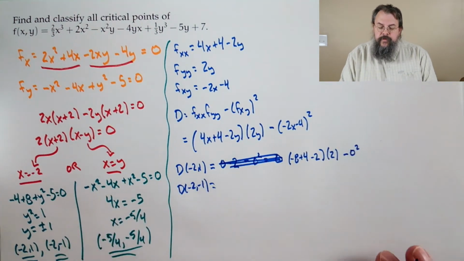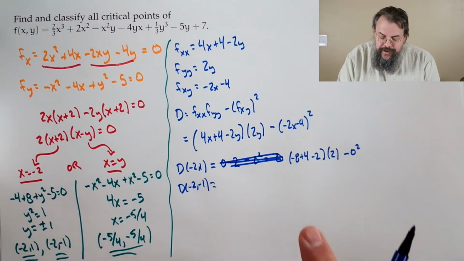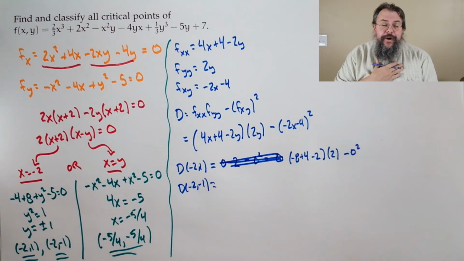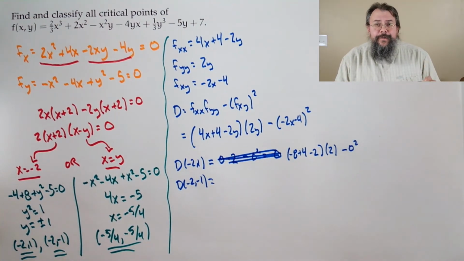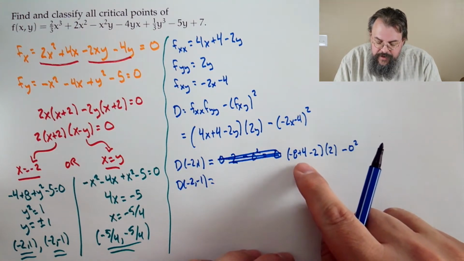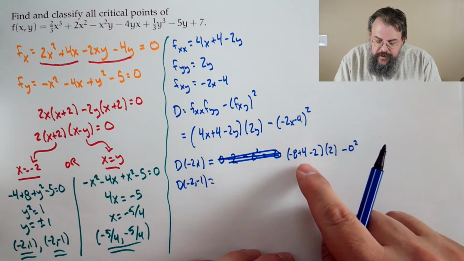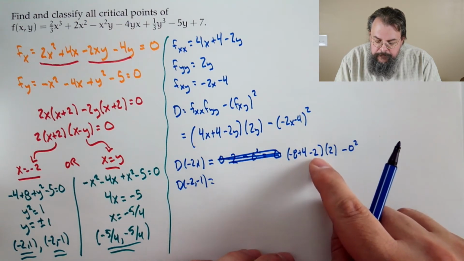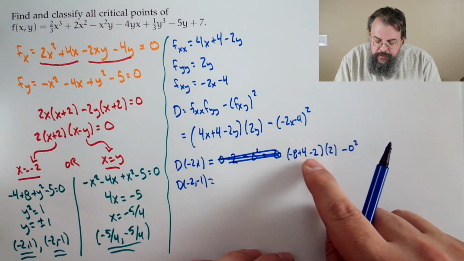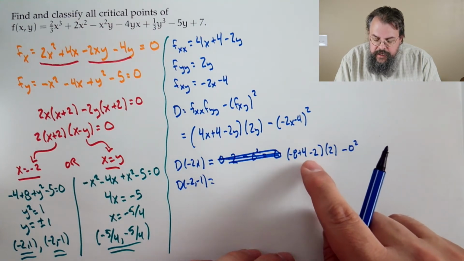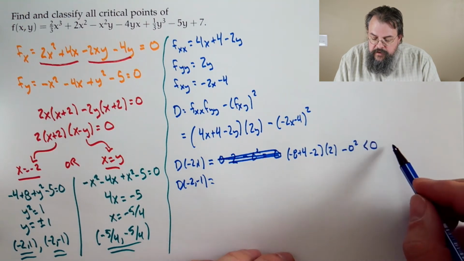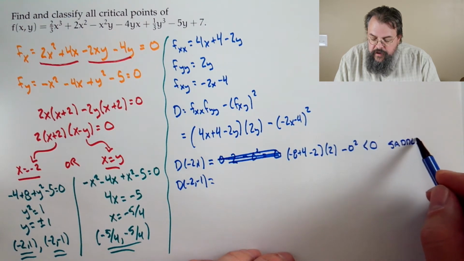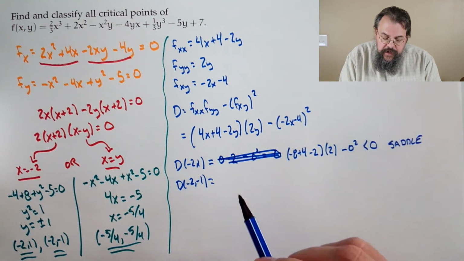Okay. Now, good news. We don't get 0. We really don't want to get 0, because 0 is like, I don't know, and it just feels terrible when you don't know. But here, you're going to get minus 10, and then you're going to get plus 4. It's negative 6. So it's a negative quantity times a positive quantity. So the whole thing is negative. So that says, look, saddle. All right, good.